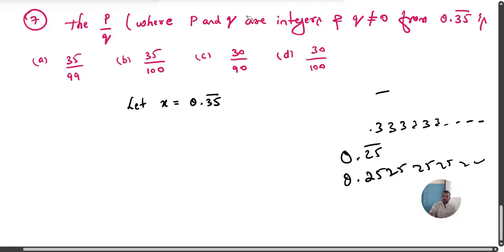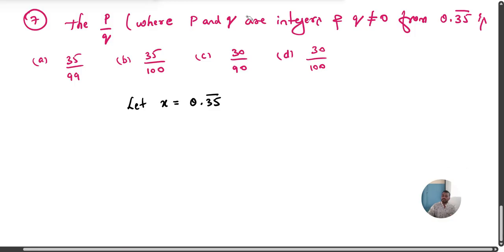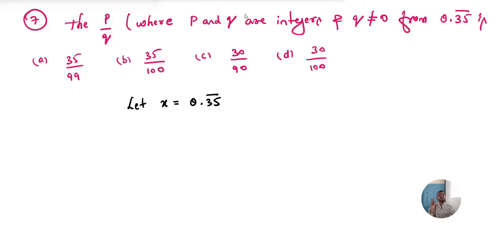Now come back to the question. So here let me assume the value of 0.35 bar as x. Now this bar is for a single digit, double digit, triple digit or 4 digits? How many digits is the bar over? 2 digits. So I am going to multiply by 100. Since it has 2 digits, I am going to multiply both LHS and RHS by 100. Why? Because the bar is for double digits. If it was a single digit, I would multiply with 10. If it is a triple digit, I would multiply with 1000. This is the logic. Any doubts?